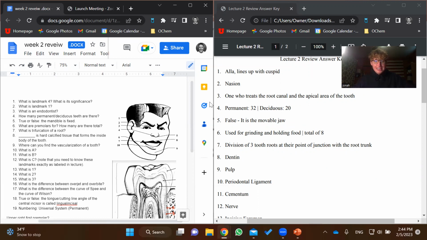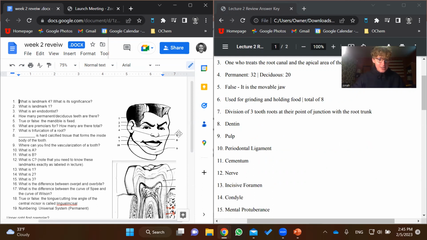True or false, the mandible is fixed. That is false. It's the movable jaw, so the mandible is movable. What are premolars for, number 6? They're used for grinding and holding food, and you have a total of 8. What is a trifurcation of a root? Trifurcation would be different than a bifurcation, just in the sense that it's the division of 3 tooth roots at their point of junction with the root trunk. So basically when you have the crown, the root trunk, and then 3 or 2 roads diverge in a wood, it's how many roots you've got there.